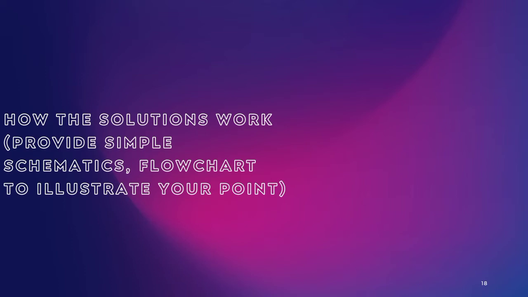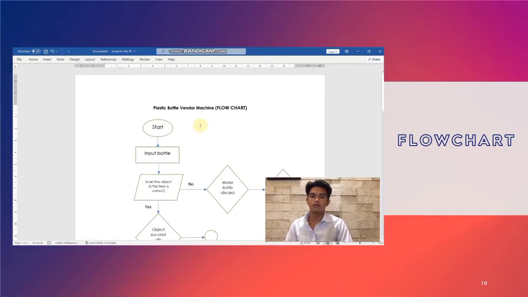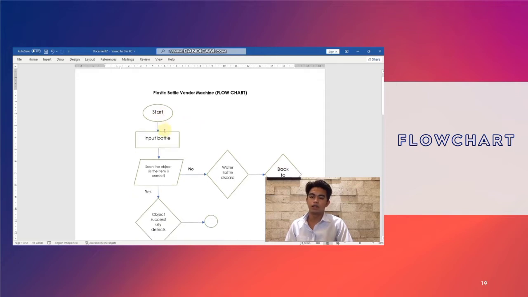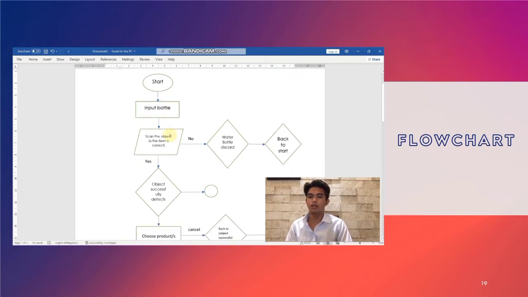How the solutions work. So this is the flow chart of the plastic bottle vending machine. First, let's go to the start, then input the bottle into the machine. Then the machine will scan the object, I mean the bottle. Then if the bottle is correct, the machine will proceed to the object successfully detected.